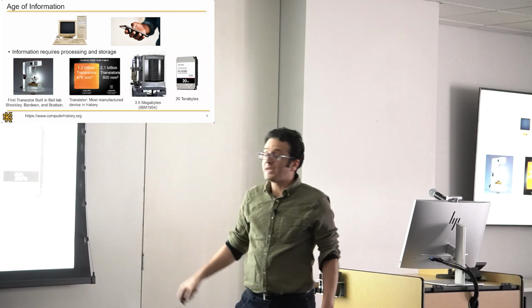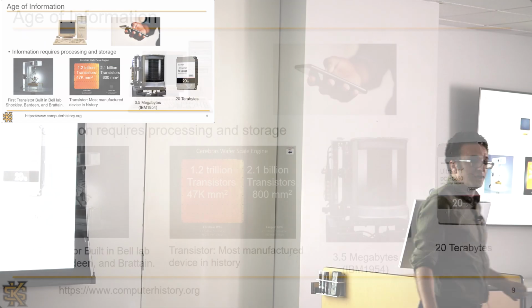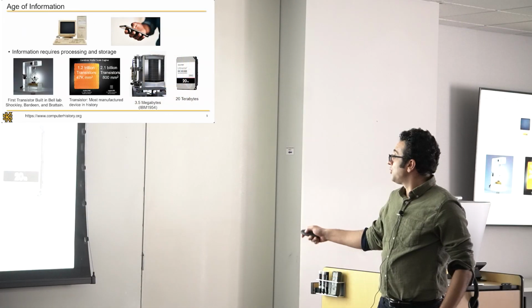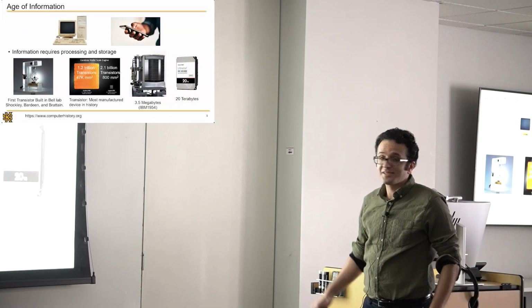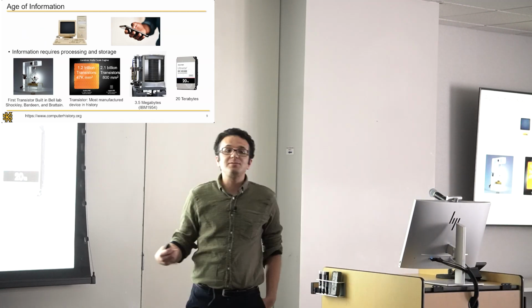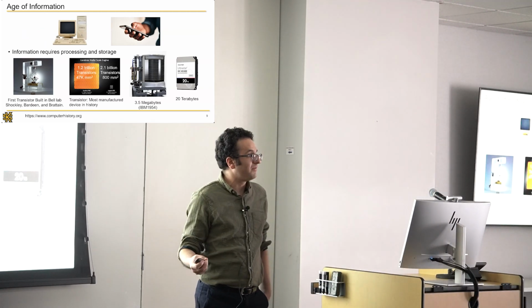Now, the second aspect is the storage. This is a very old hard disk. To move this, people needed to have a truck and a few people moving it. And the storage capacity of this was 3.5 megabytes. You could have a pocket-sized hard disk that has 20 terabytes. The technological advancements make things smaller.